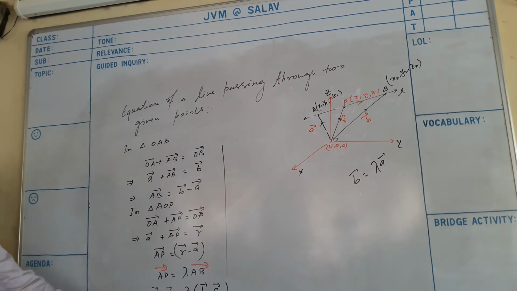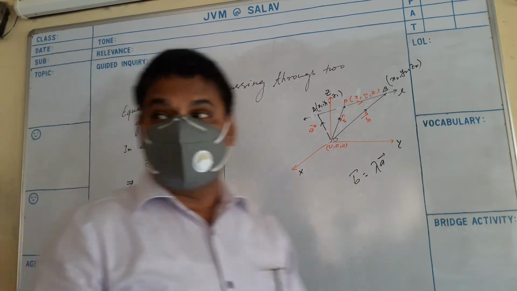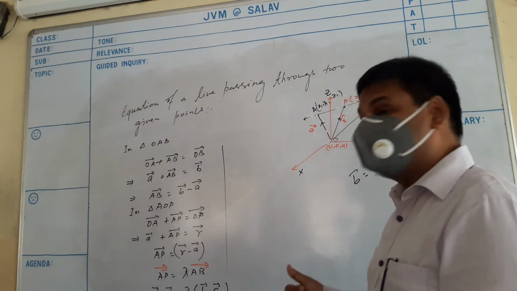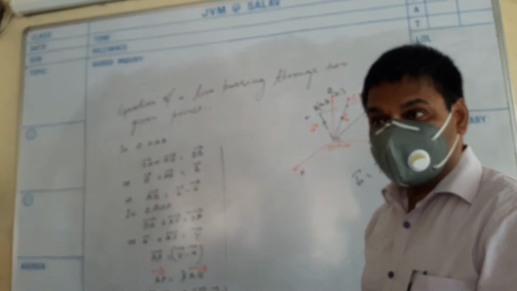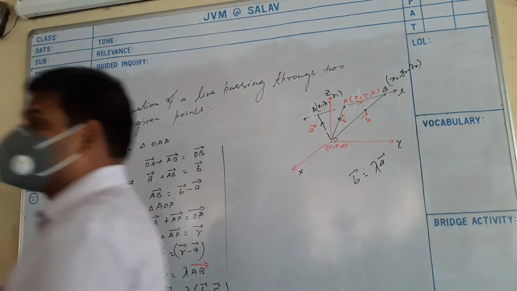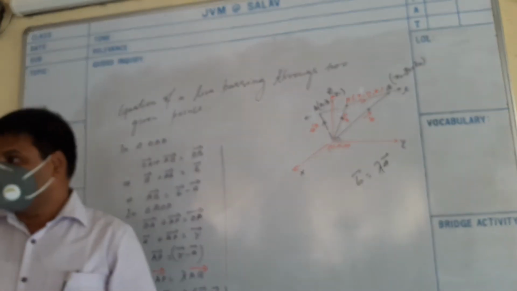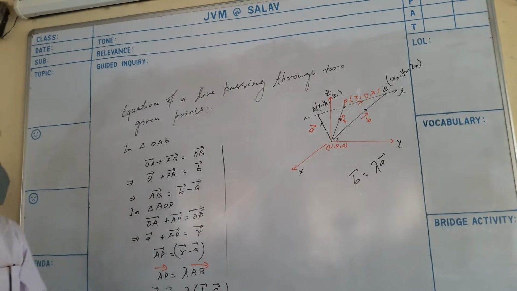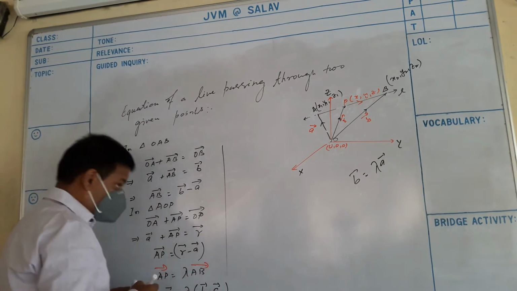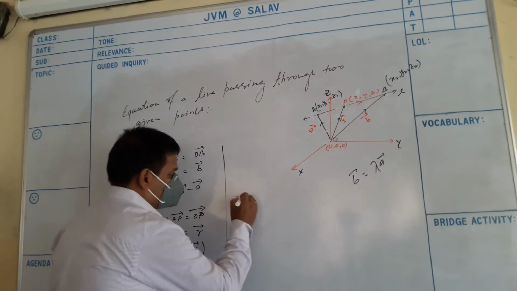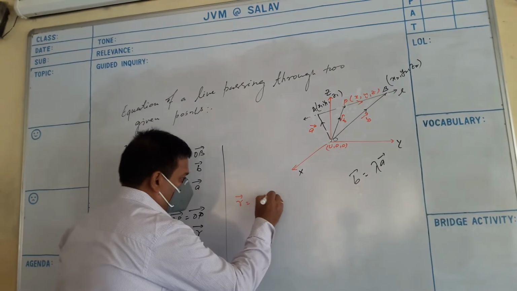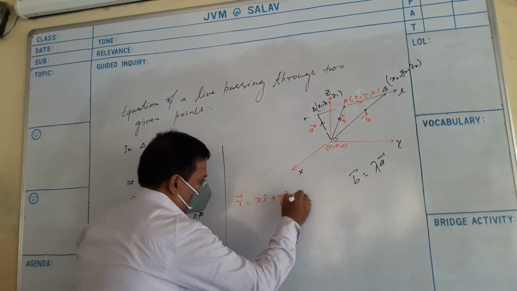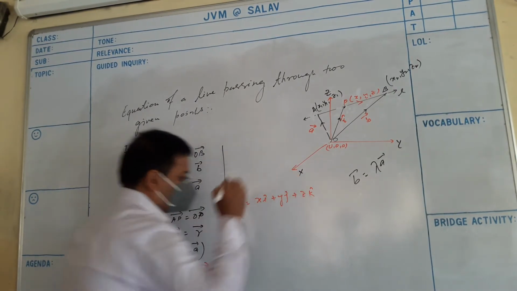Clear? So you got this one. Now our purpose is to convert this one into Cartesian form, also known as rectangular form. Clear? So now convert. What is vector R? Xi, Yj and Zk. Clear?